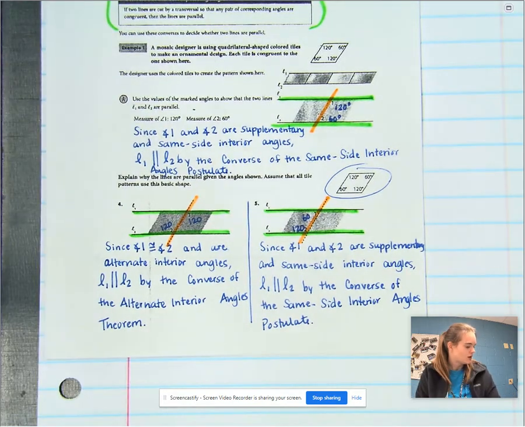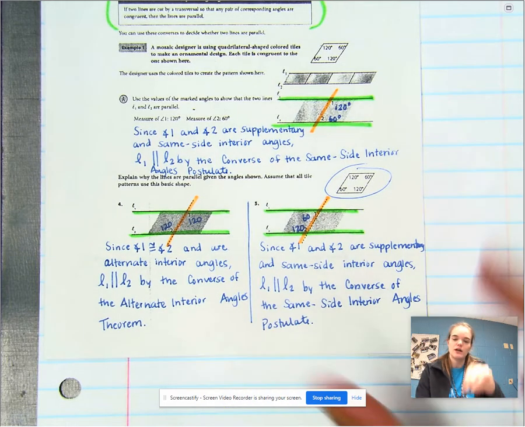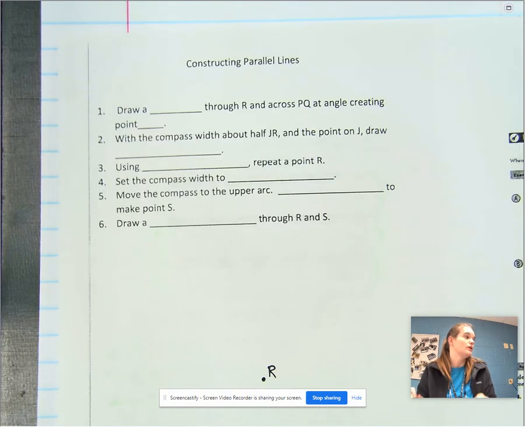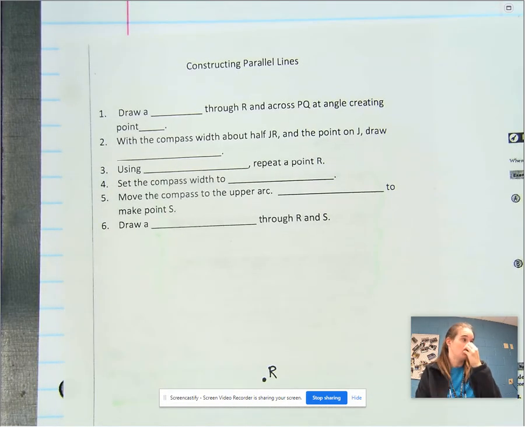All right, so go ahead and get that. Pause the video if you need to. We're going to open this up and talk about some more of these. On the inside of this, we have constructing parallel lines. We are going to do constructions on Monday, so we're not doing this today. We will do that on Monday. I was trying to think about if it's Monday or not. Whenever the next lesson is, that's when we'll do that.